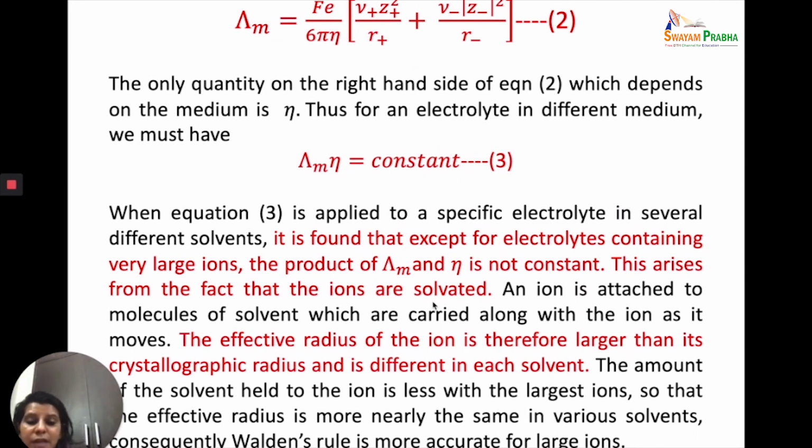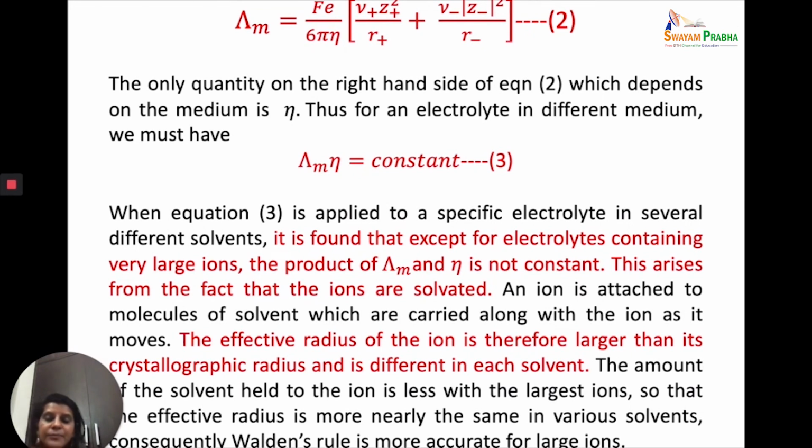But if the ion is small, then the effective radius of the ion is going to be larger than its crystallographic radius and will be different in each solvent. Therefore, the amount of solvent which has attached to the ion is less with large ions, so the effective radius is more nearly the same in various solvents. Consequently, Walden's rule is more accurate for larger ions and not for smaller ions.